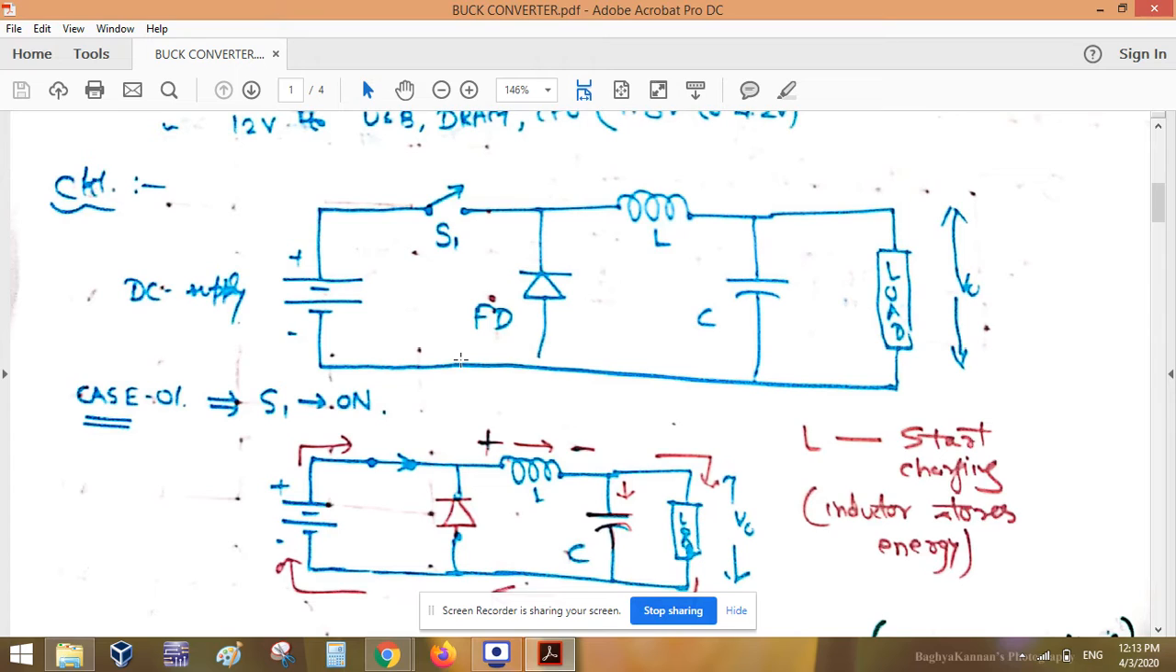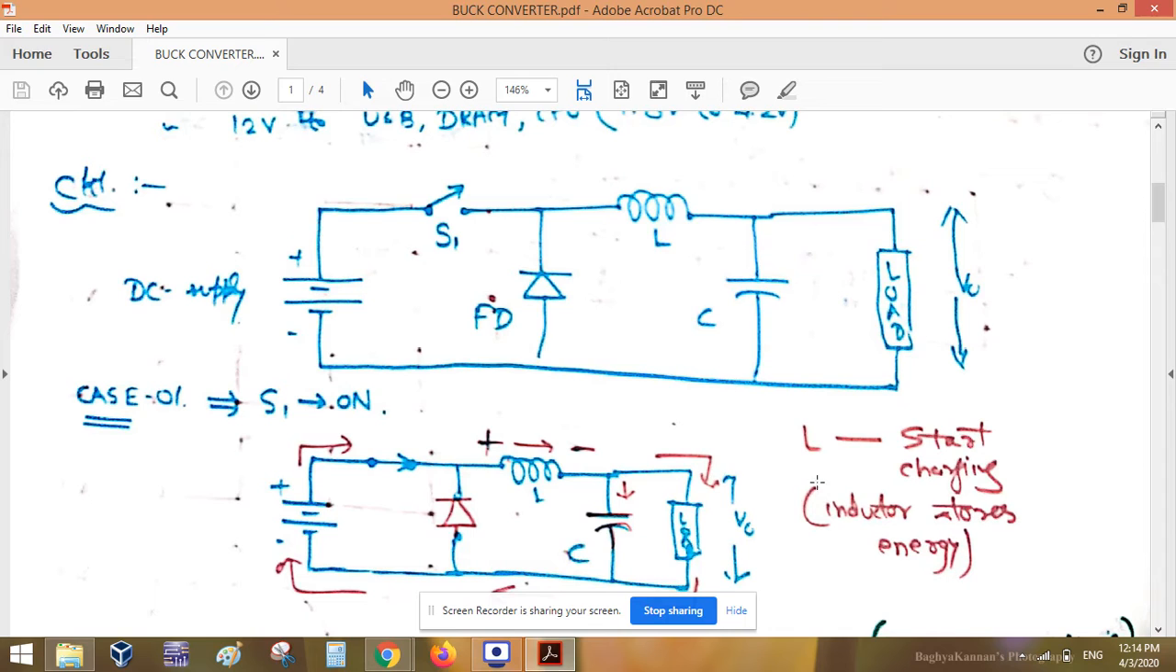The first case is when your switch S1 is on. When the switch is closed, the supply is connected to the whole circuit. The freewheeling diode is reverse biased. Then there is this inductor, this capacitor, and this load. Capacitor and inductor are the energy elements, so these will store the charges.